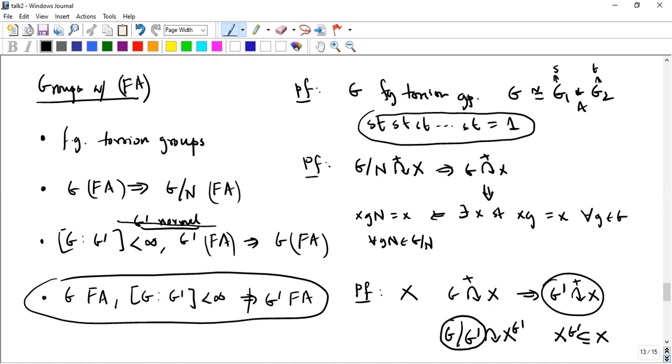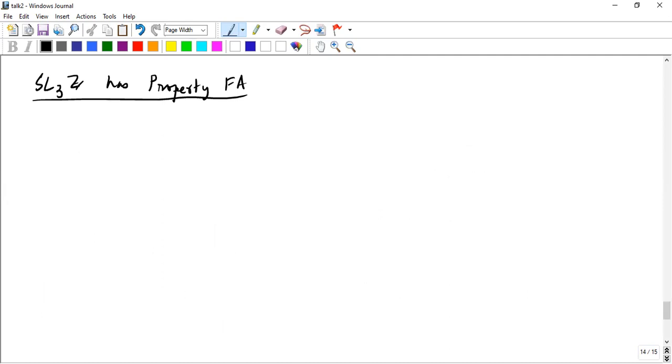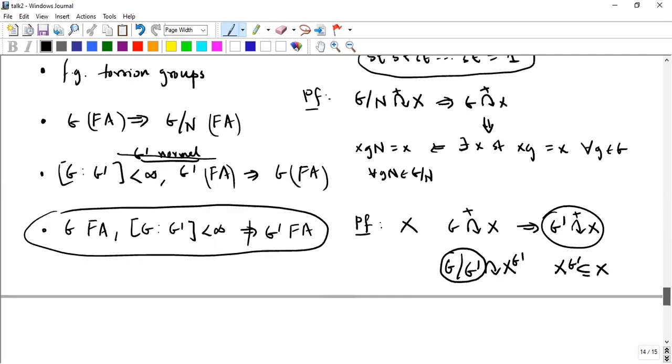So let's see, I think I only have 15 minutes left. So what do I want to do? Yeah, we could talk about why SL3Z has property FA. I need to build some machinery for that. Let me do it quickly. Let me give an example of this, because this will be useful.